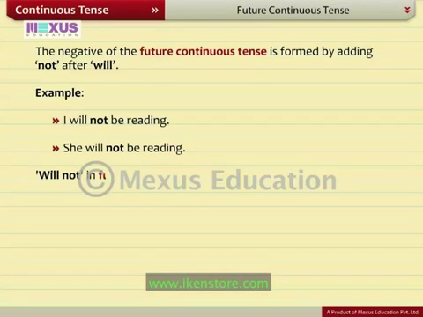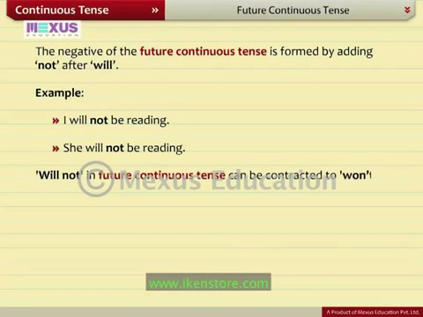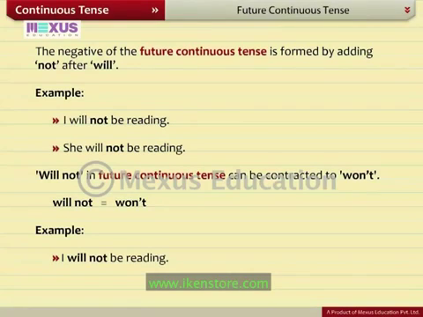Will not in future continuous tense can be contracted to won't. Won't becomes the short form of will not. For example, I will not be reading becomes I won't be reading.